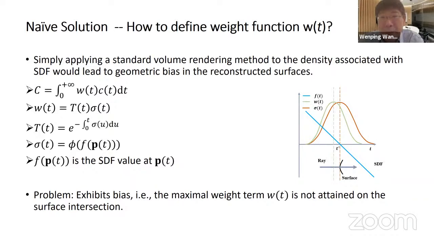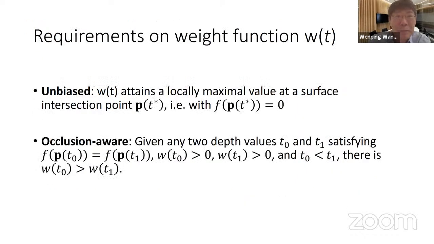This is not good because we want the peak response of the weight function to be exactly the same as the red curve, because that means the color value at the peak should have maximum response. The color value should be at the location of the surface, but now it is not. We call this bias. Okay. Now we need to find a method that overcomes the bias to give a more accurate representation.